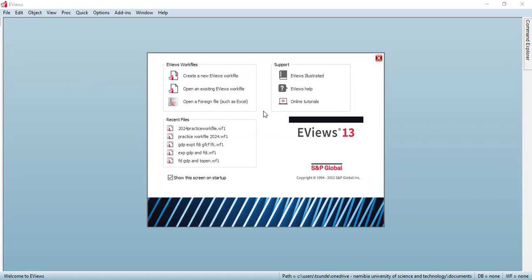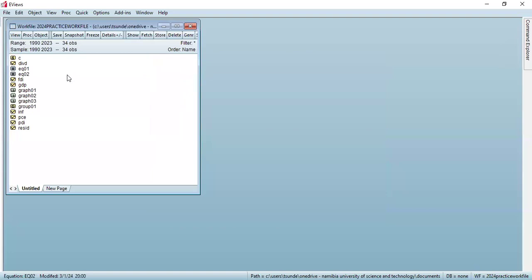Right, so can you see the screen I'm sharing? Yes, sir. All right. So we are just going back to the work file that we were using in the previous lecture, the 2024 practice work file, the first one. The file is still a summary of the things that we did in the previous lecture. Let me remove what we did so that we remain with the data only.